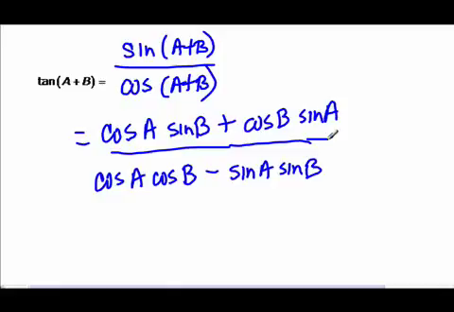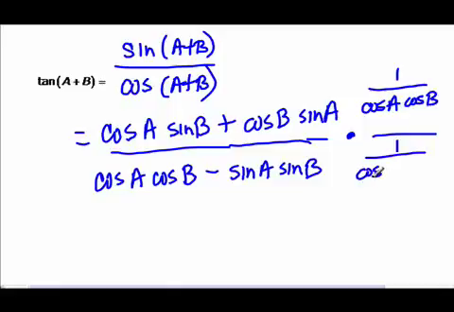Now, here's where I mentioned earlier, had I not read this, I wouldn't have known to do it. And had I not shown you, you wouldn't have known to do this. But what happens next is we multiply top and bottom by 1 over cosine A cosine B. Multiply top and bottom by the same thing, which you know is a legal step, and we'll write what's left over.